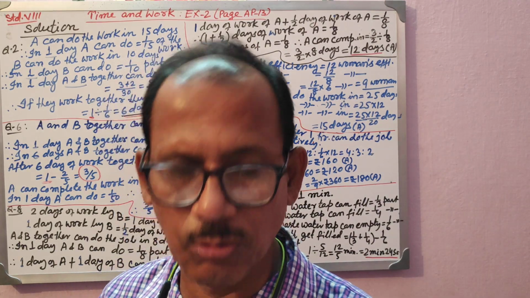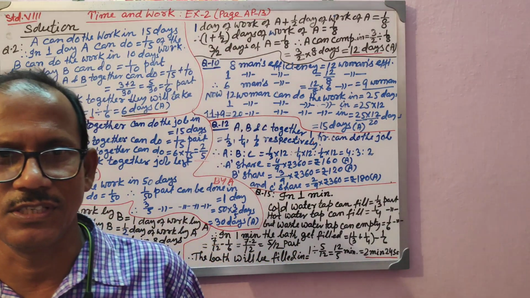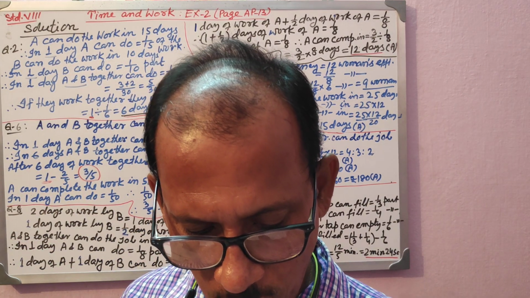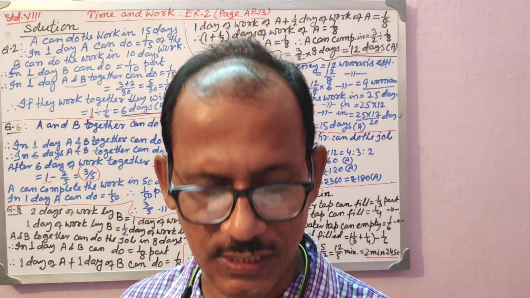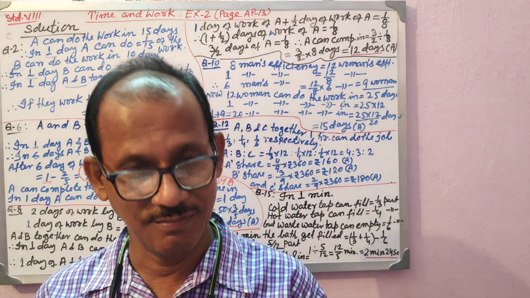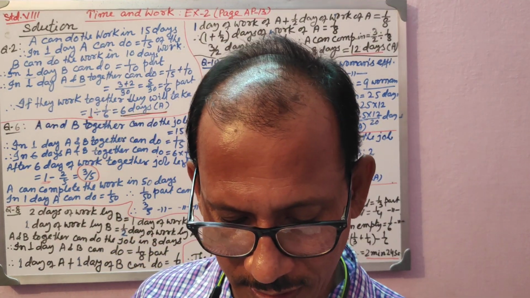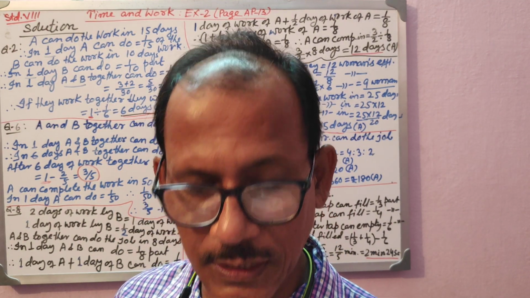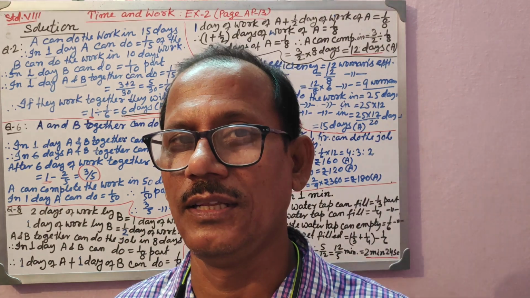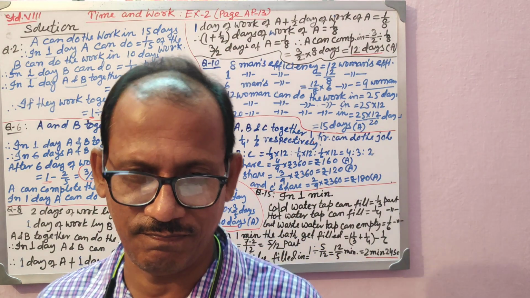Now I have taken the 8th one. That is a very interesting sum. This type of sum will come in the exam. See, A works twice as fast as B. So the efficiency of A is double that of B. Keep it in mind. If they work together to complete the job in 8 days, then how long can A take to complete the work? That is a very tricky sum.